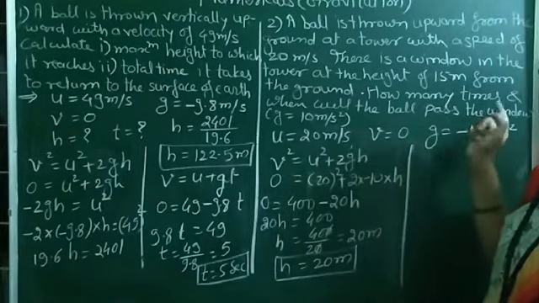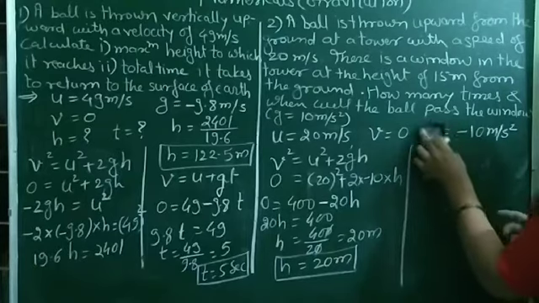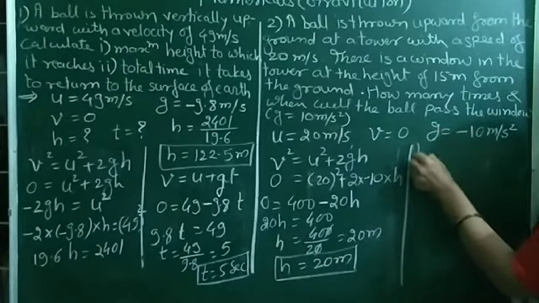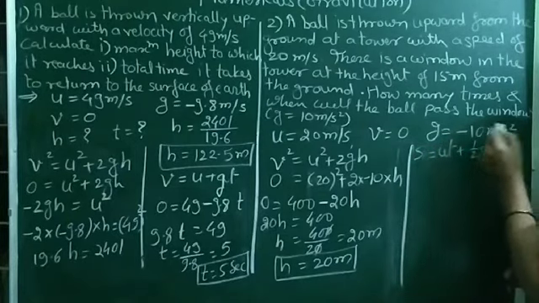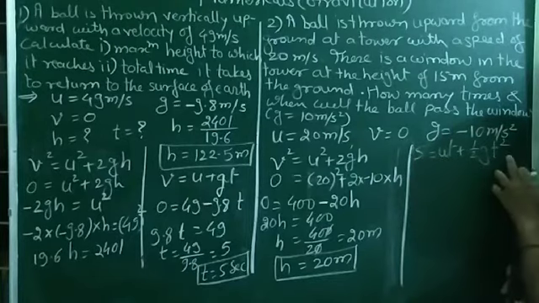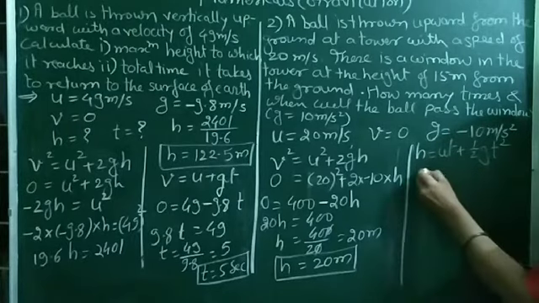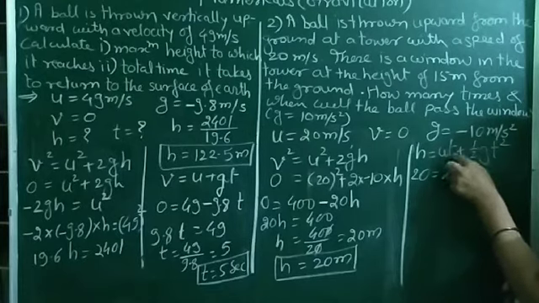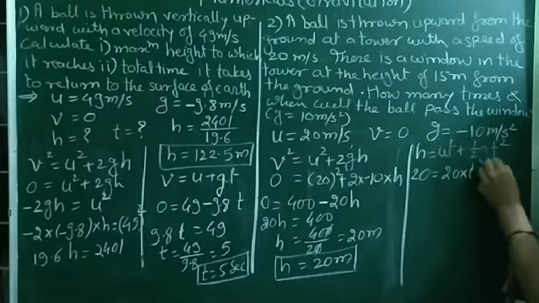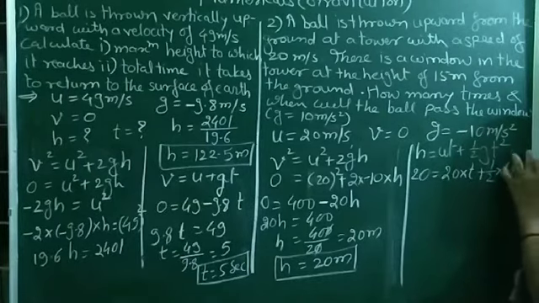And when will the ball pass the window? For that we have to find the time, and to find the time we take s, or h, is equal to ut plus half gt square. So h is 20, equal to u, which is 20, into t that we have to find, plus half g, which is minus 10, multiplied by minus 10 into t square, where t is what we have to find.